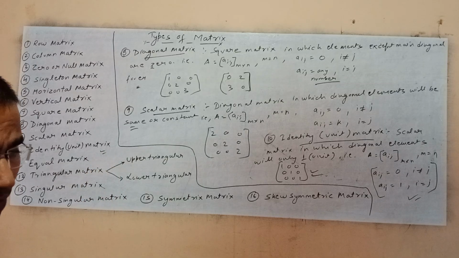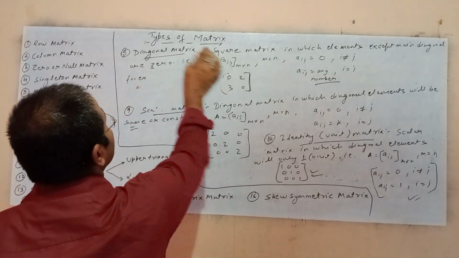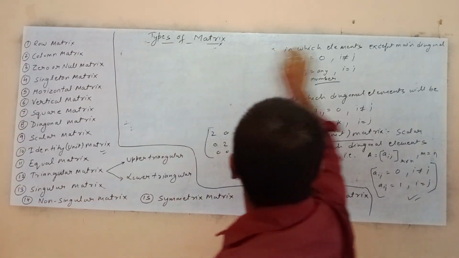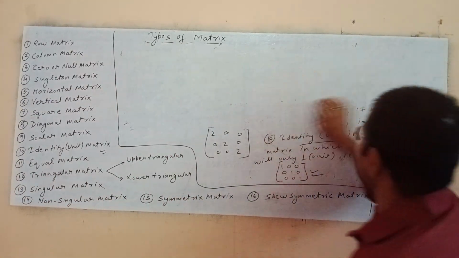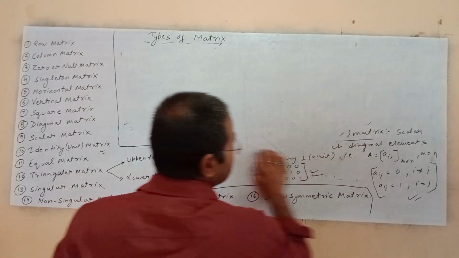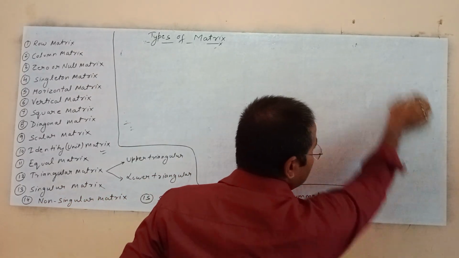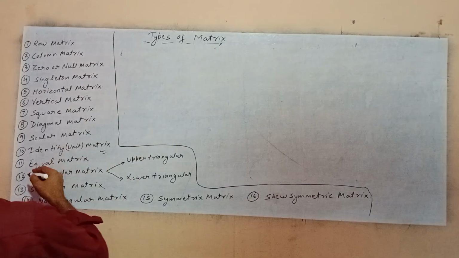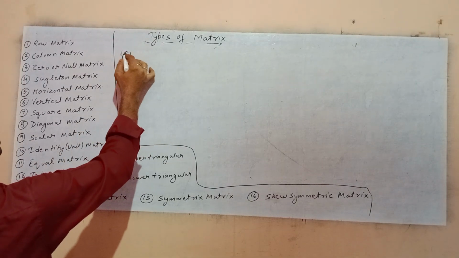Now we will define the equal matrix. Okay, now we will define the equal matrix. So see here what is an equal matrix. I hope you are noting down all the things. Now see, which one? The 11th one.